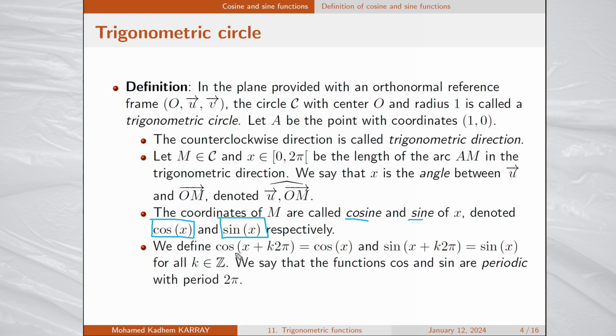Now, we define the cosine of x plus k 2 pi as equal to cosine of x, and similarly for sine, for any k in Z, the set of relative integers. We say that the functions cosine and sine are periodic with period 2 pi.